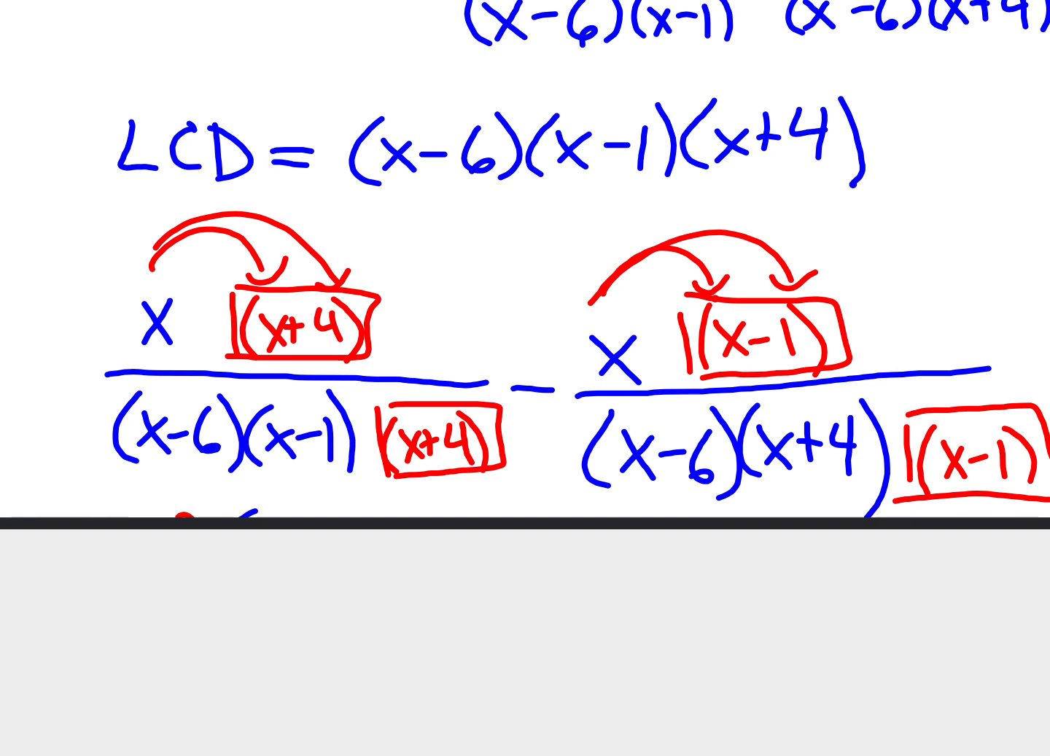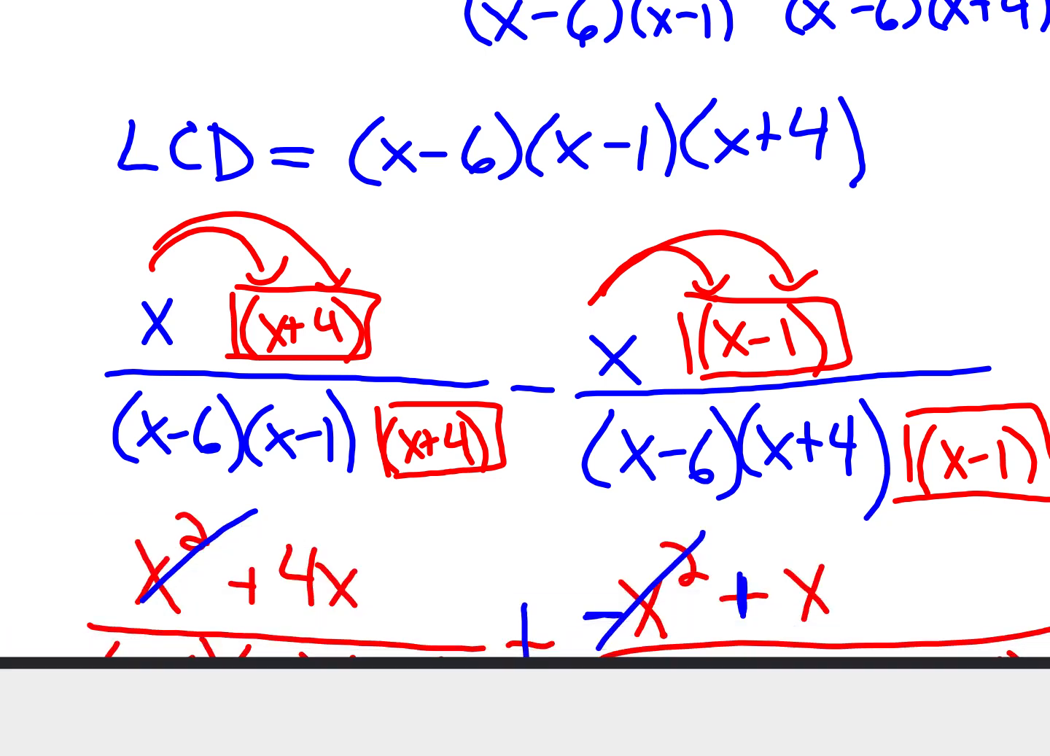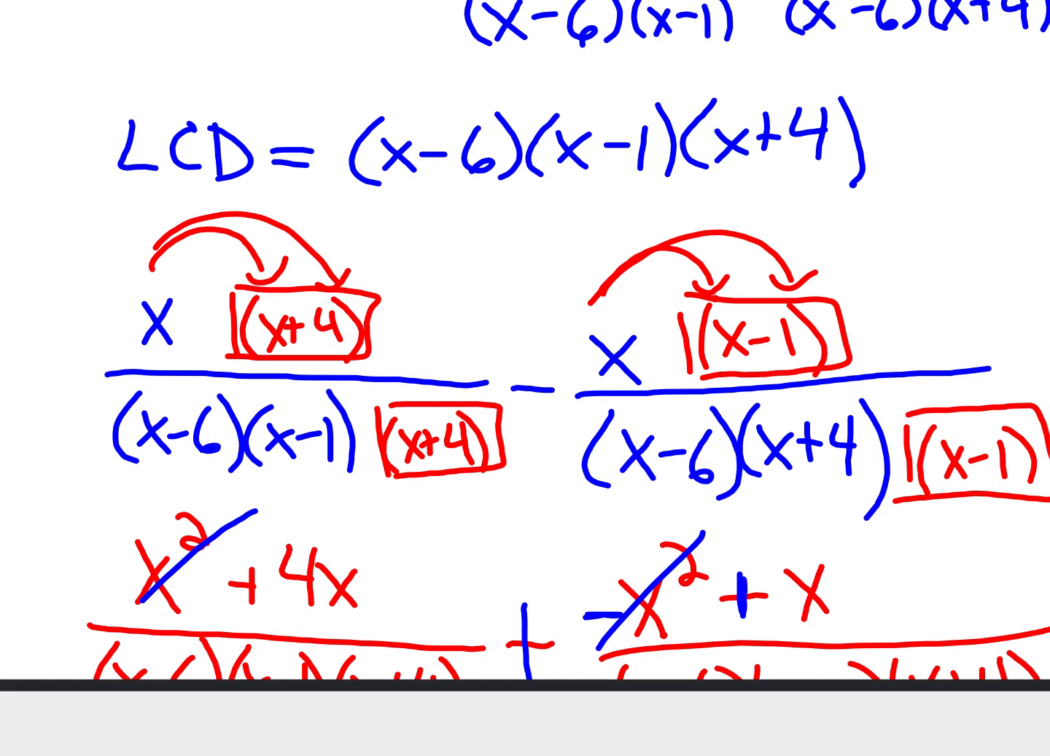Okie dokie. So you see some arrows there. I'm distributing. So I guess we're at Mason. That first numerator, what's that now? X squared plus 4x. And what's that second numerator? X squared plus x. The minus x. Oh, minus x. Yeah. And then I did my keep change switch.